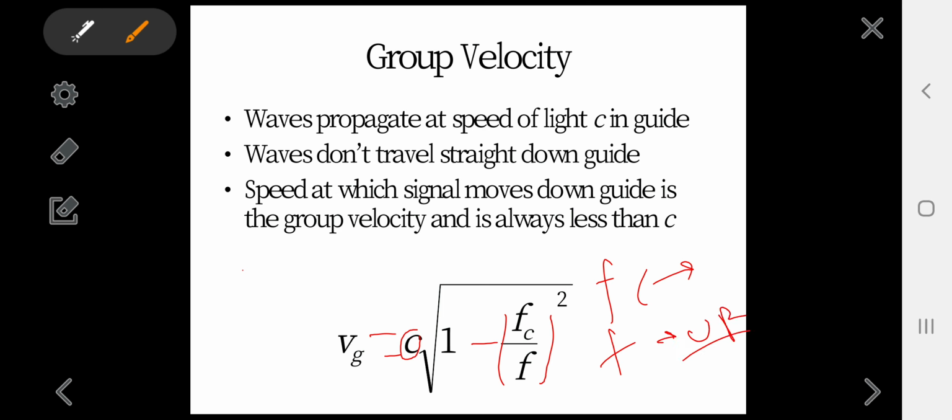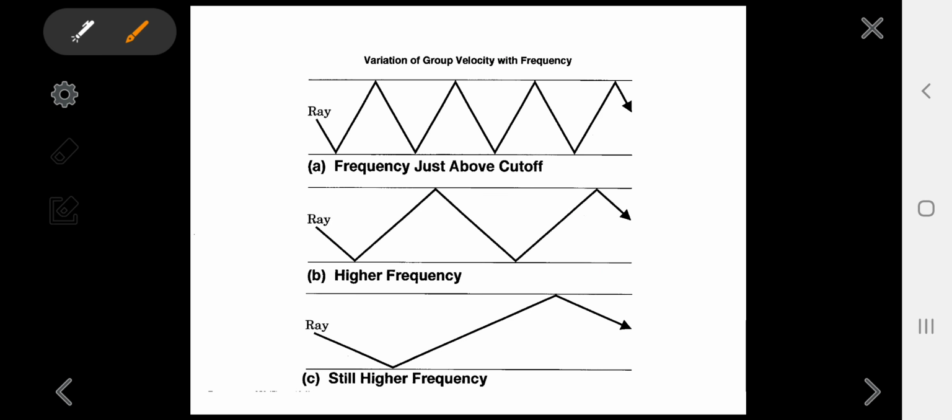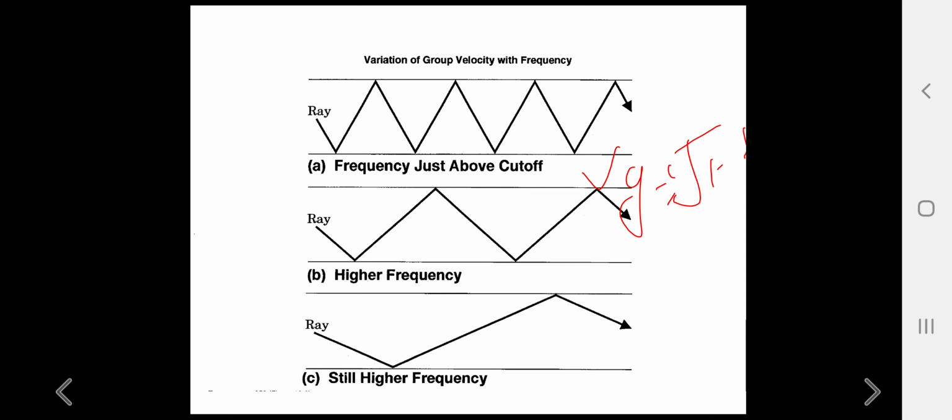So like this you can get the derivation of the group velocity. Here are the variations of group velocity if you consider above cutoff frequency. What happens above cutoff frequency? What happened above cutoff frequency? If you take Vg, Vg is equal to c times the square root of 1 minus (fc upon f) whole square.